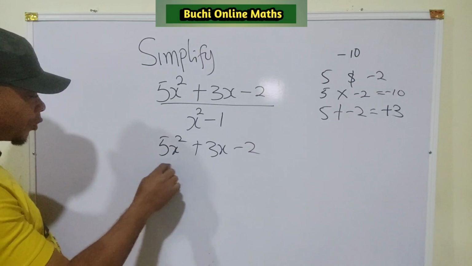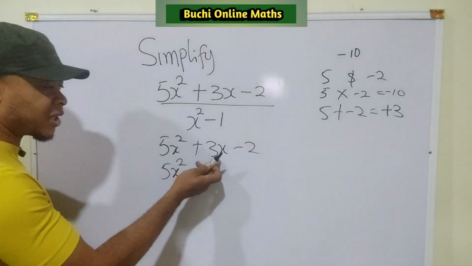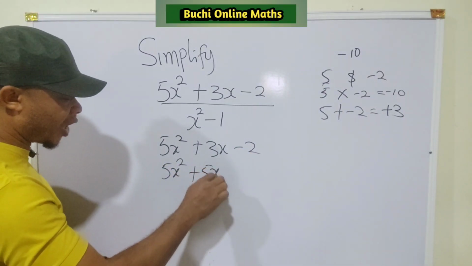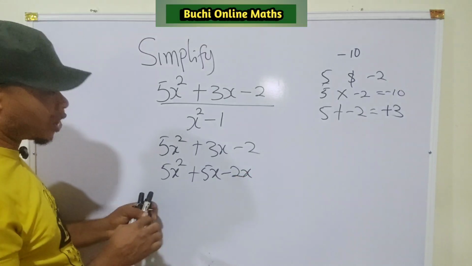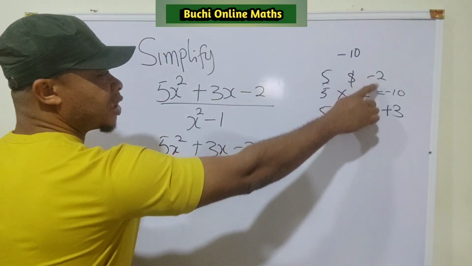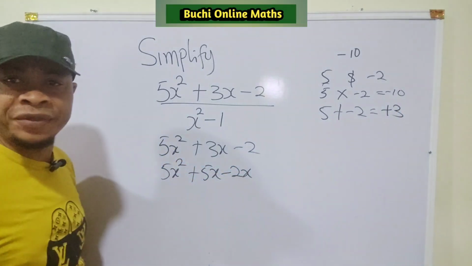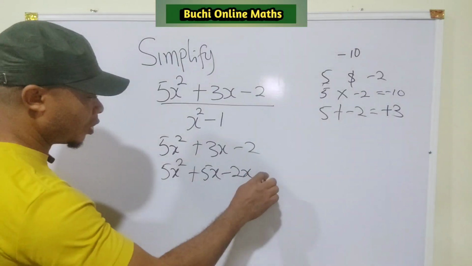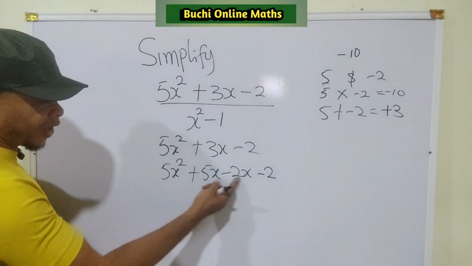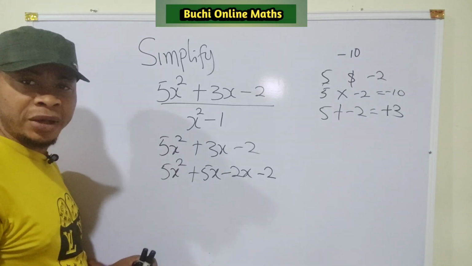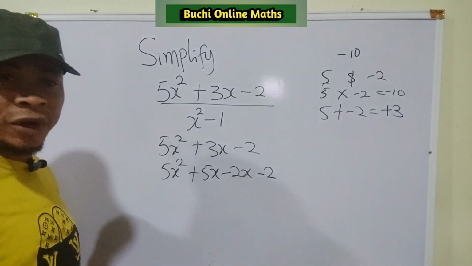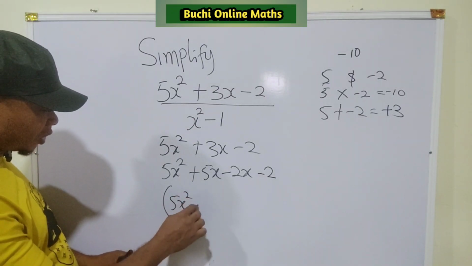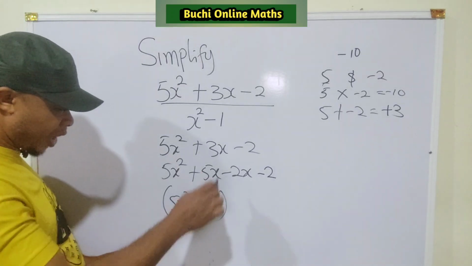So here, you just put down 5x². Instead of writing +3x, you write +5x − 2x, because 5x minus 2x adds up to 3x, and when you multiply them, they give you −10. That is why we remove 3x here and replace it with 5x − 2x, because it still gives us +3x. The next thing is to group them in twos in brackets.